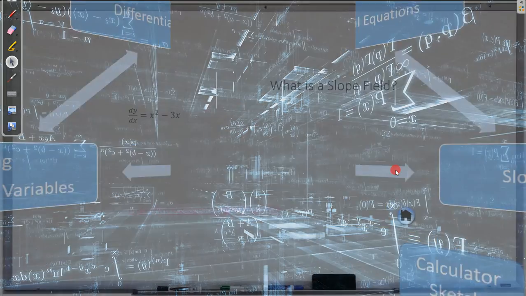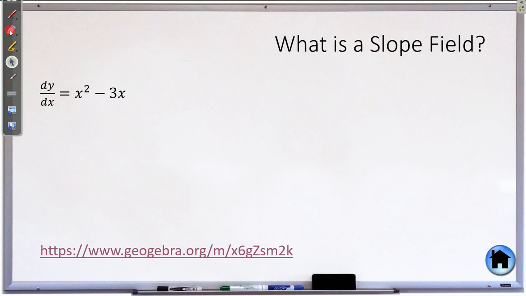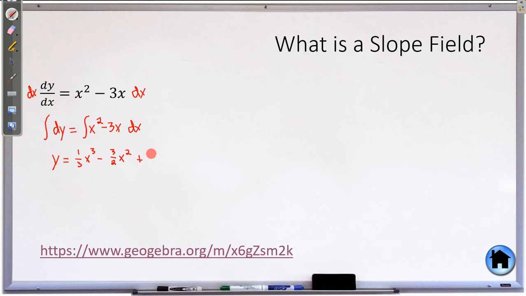So let's take a look at what a slope field is. We're going to take this differential equation. Let's solve it by hand. This is a nice and easy one. Separate the variables by multiplying by dx on both sides. We're left with dy is equal to x squared minus 3x dx. Take the integral of both sides. You're left with y is equal to 1/3 x cubed minus 3/2 x squared plus c.